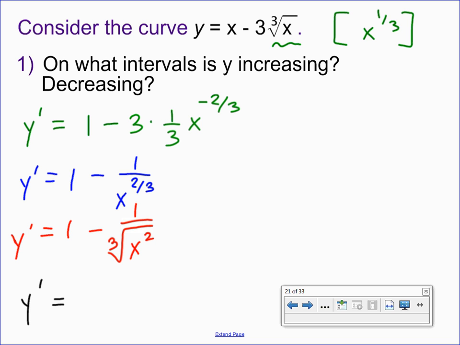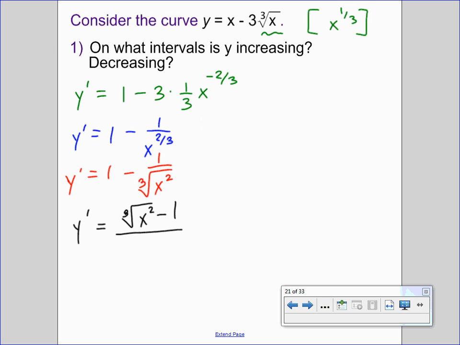By rewriting this as a single fraction, it's going to be easier to perform my analysis. I know my single fraction will equal 0 when the numerator equals 0, and will be undefined when the denominator equals 0. That's why I'm rewriting y prime so many times, because it's going to make my critical value generation so much easier. Here we go. I get cube root of x squared minus 1 all over cube root of x squared.